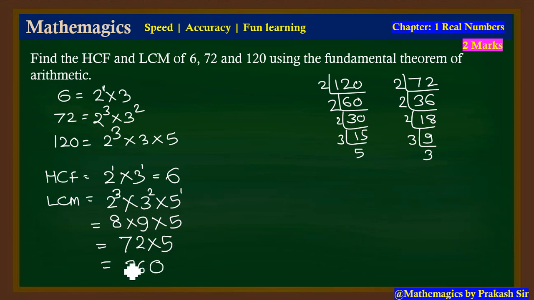So dear friends, I hope you have understood how to find the HCF and LCM of three numbers using the fundamental theorem of arithmetic. I just wanted to repeat once again that HCF is the common numbers with the lowest power, and LCM means all the numbers along with their highest power. Now we are going to move forward to the next question.